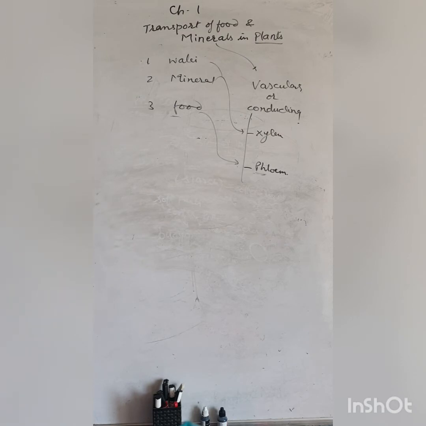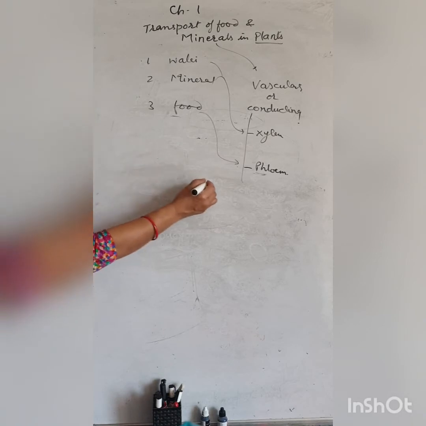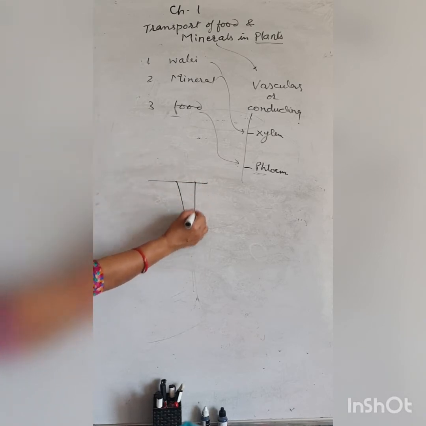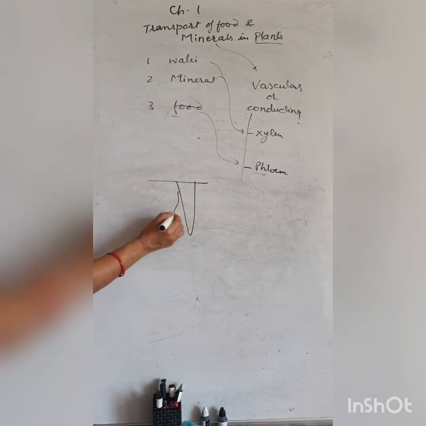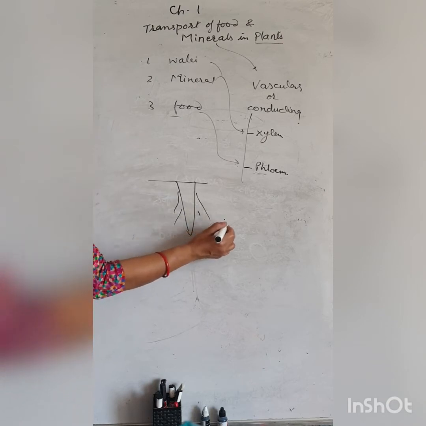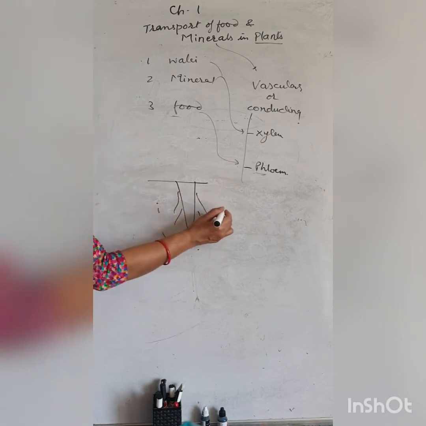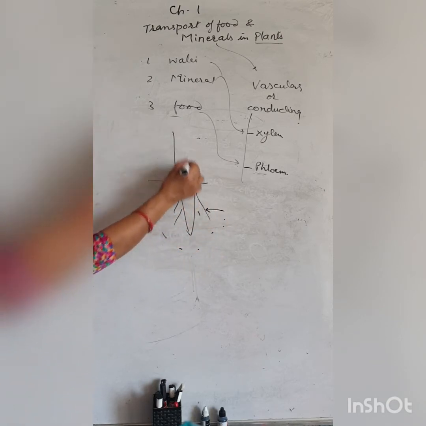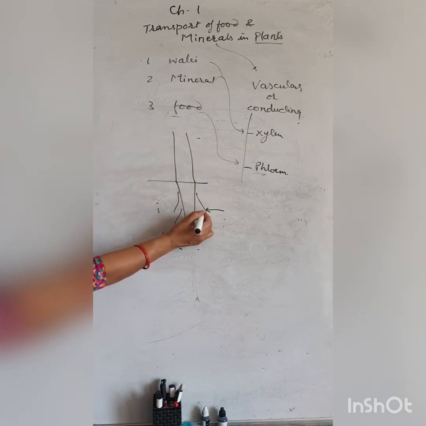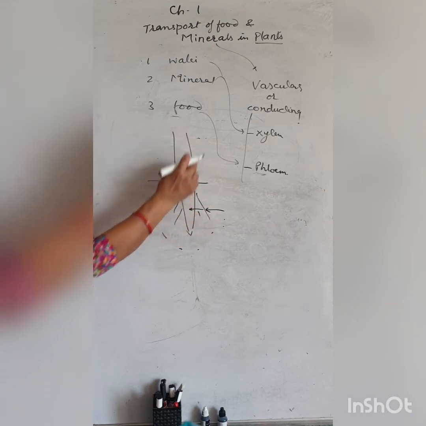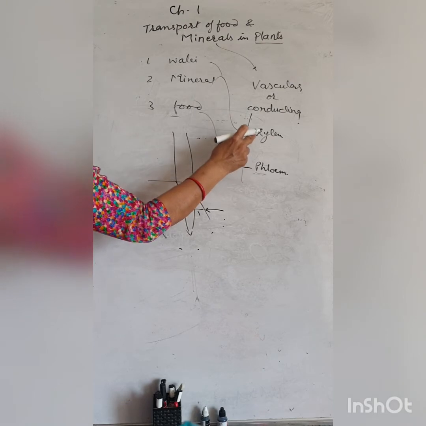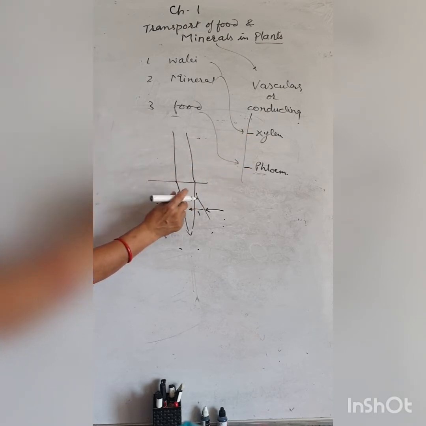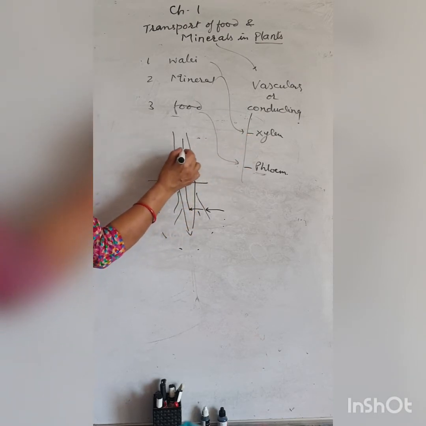From where do the plants get water? The plants get water from the soil. For example, this is the root. Root hairs are there, and water is there. The root hairs absorb the water. The water reaches the xylem. The xylem are the tissues which conduct water.